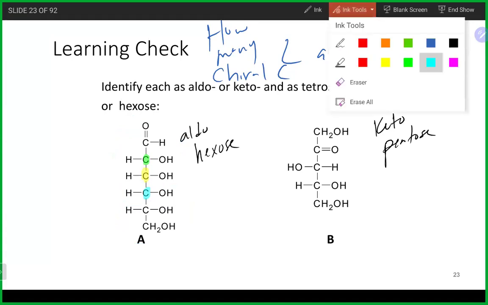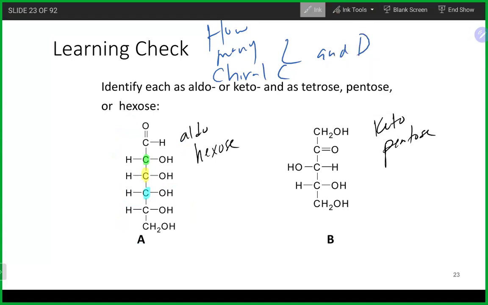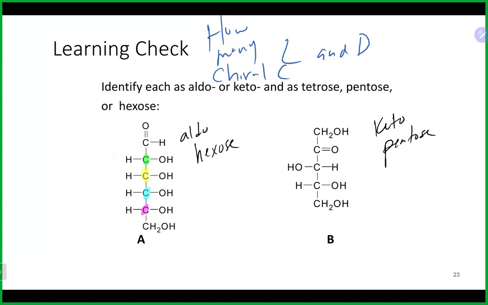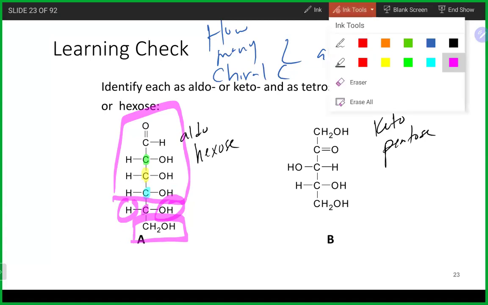Lastly here, good thing we only have one more, I think. That is also going to be chiral again, because now this entire thing is a group. That's a group. That's a group. And that's a group. And that is 4 different things in this case. So this guy's got 4 chiral carbons in this particular case.